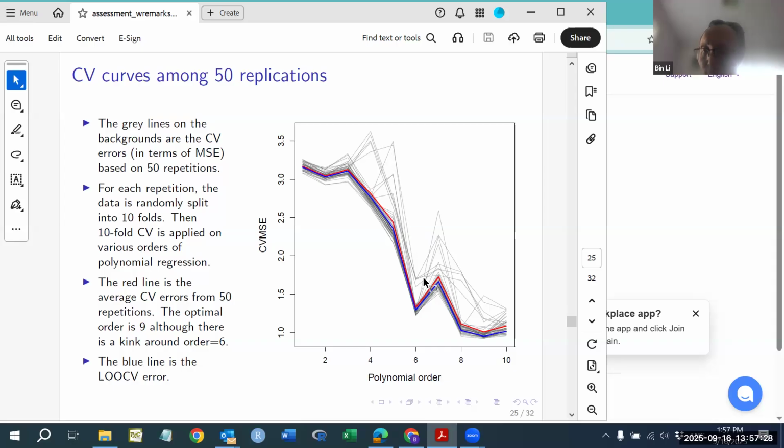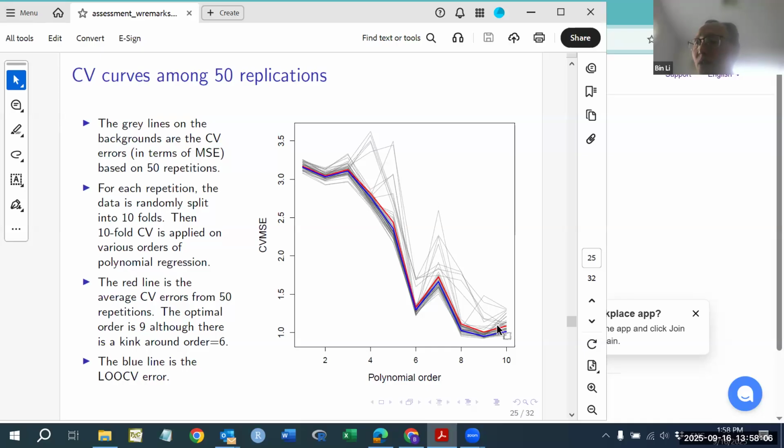and you can see in the background these gray lines for each time, from order 1 through 10. I do that repeatedly, 50 times. So I do 50 replications. Okay, and the blue ones are based on the true errors, and the red ones are the average of these cross-validation errors. So you can see the cross-validation error is almost the same as the true errors.